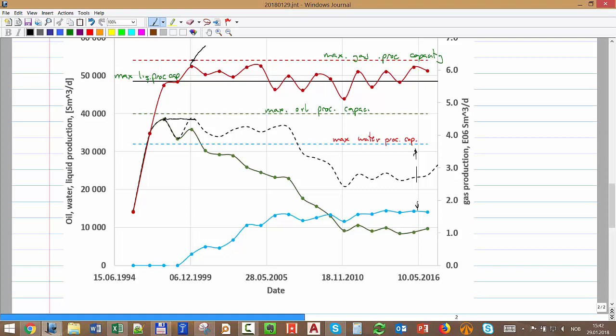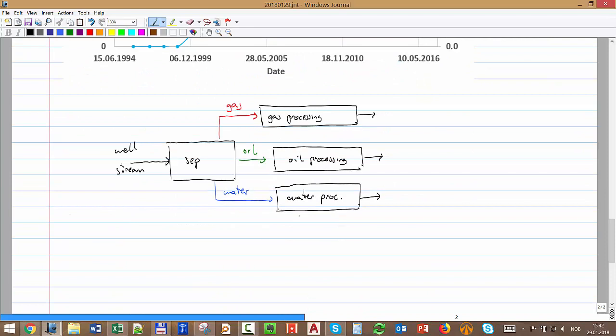What is the dotted black line? That's the liquid, oil plus water. Usually each train has a maximum capacity for oil, gas, and water, but here you also have a maximum liquid capacity on the separator. The fluids in the separator need a certain time to separate. If you don't give enough residence time in this big volume, you don't achieve proper separation, and if you keep increasing the amount, you don't have enough residence time.